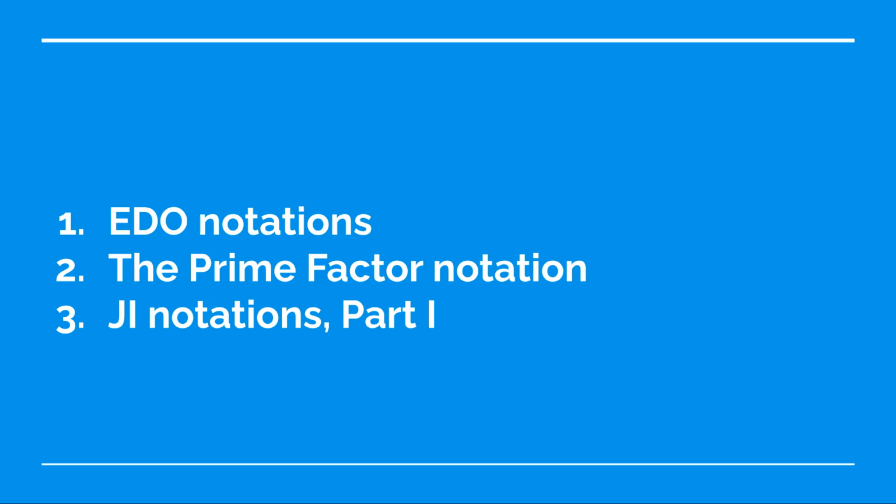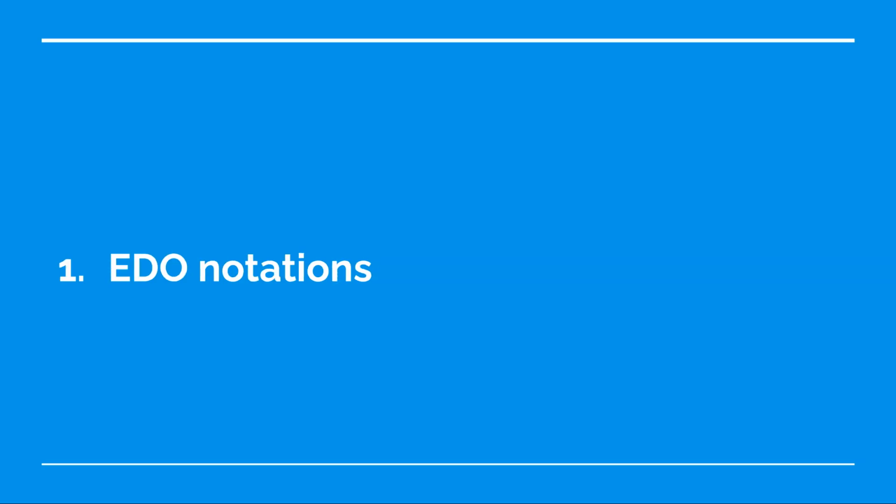In this section, we will identify 3 different sagittal notations: EDO, prime factor, and JI. By the end of this section, we will completely understand how to use the first 2. As for the JI notations, we'll delve deeper into those in the following section. So let's first look at EDO notations.